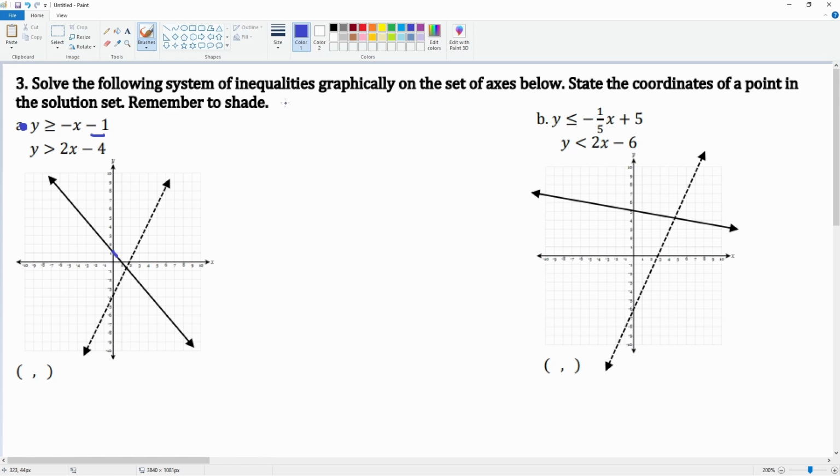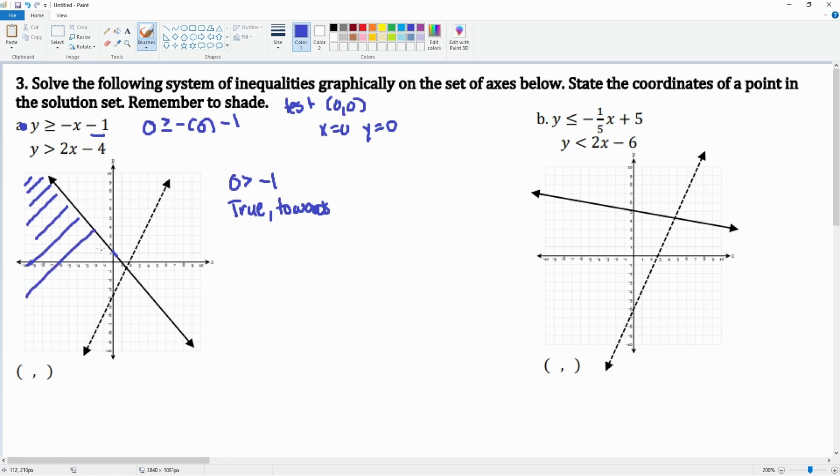Okay, now we want to test the point. We always test the point (0, 0): 0 for the x and 0 for the y. So here, let's plug it in. 0 for the y is greater than -0 minus 1. Let's see if that is true. Is 0 greater than -1? We say that this is true. 0 is greater than -1, so we shade towards the point (0, 0). Do you see how this is going towards the (0, 0)? Because this is on the (0, 0) side.